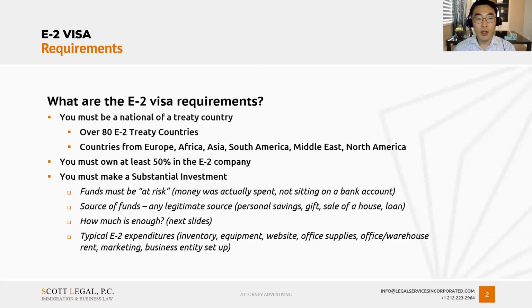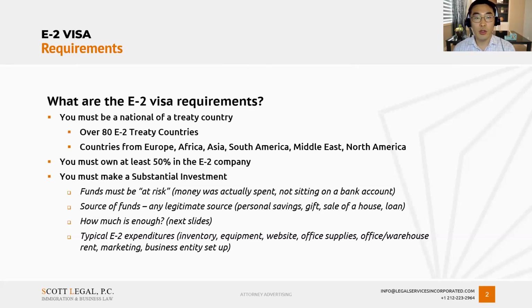Next one is source of funds should be satisfied. Any legit source could be used, but please keep in mind that the government wants to see very clear fund flows from the documentation. So you should try to keep it simple and easy for the government officers to understand how funds were initially originated and came to the E2 business account. How much is enough? Again, we'll talk about it in more detail in the next slide, but generally speaking, we recommend you invest and spend at least $50,000.